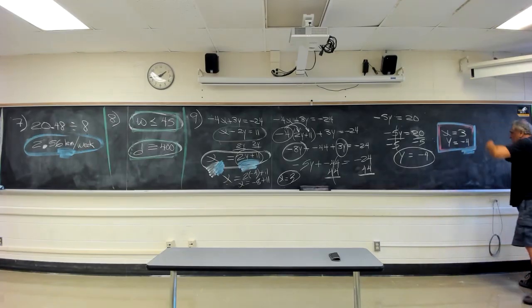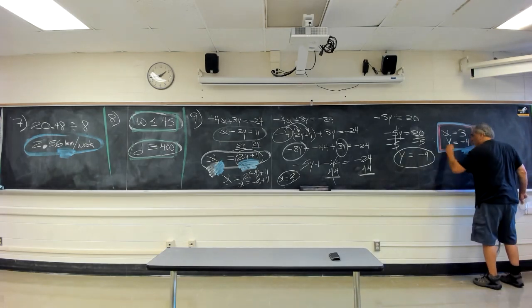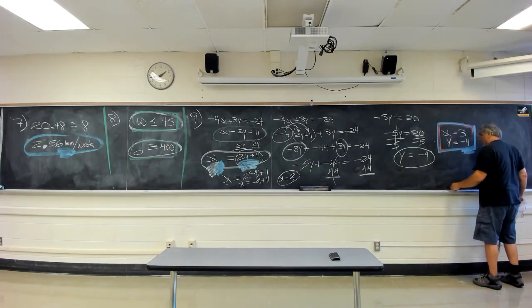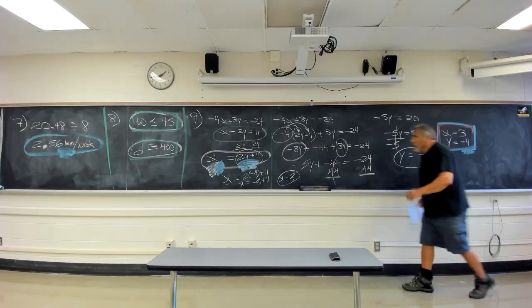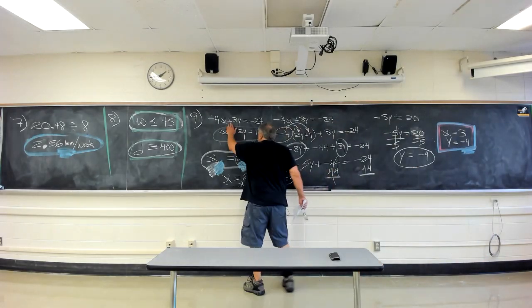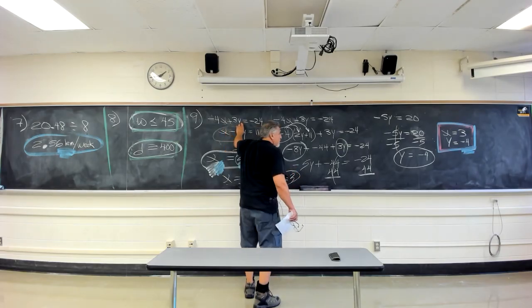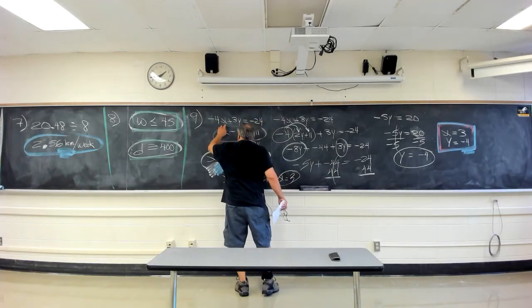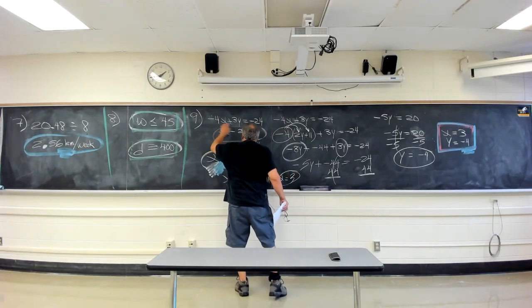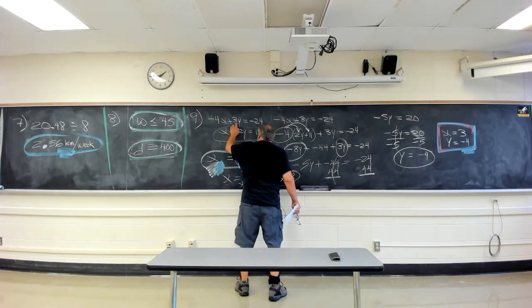X equals 3, y equals negative 4. And if you plug in those values, x equals 3 and y equals negative 4, x equals 3 times negative 4 is negative 12, y equals negative 4 times 3, that's also negative 12. Negative 12 and negative 12 is negative 24.